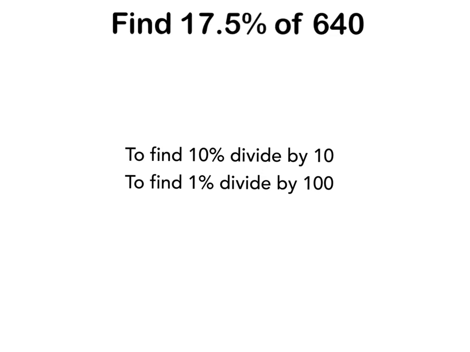So the first thing I'm going to do in order to answer this question is I'm going to find 10% first. So to find 10% of 640, I'm going to divide 640 by 10 using a place value table. So 640 divided by 10 gives me 64.